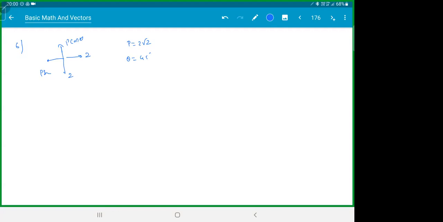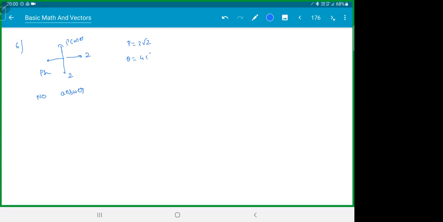6th ka 4 is not matching. So 6th ka there's no answer actually. There's no answer for 6th one. The answer is wrong. That should have been 2 root 2 or something. It can't be in equilibrium. Question is wrong. 6th one.